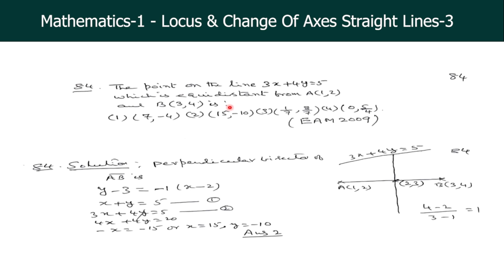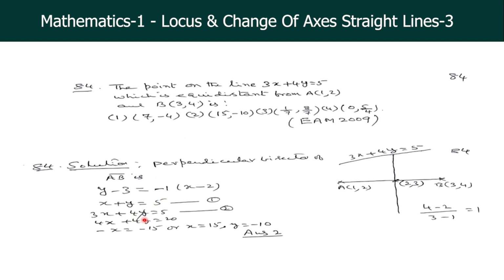The point on the line 3x + 4y = 5, which is equidistant from A(1, 2) and B(3, 4) is: option 1, (7, -4); option 2, (15, -10); option 3, (1/7, 8/7); option 4, (0, 5/4). This again is EAPCET 2009. And you know that the perpendicular bisector of AB bar is y - 3 = -1 into (x - 2). So that is x + y = 5.